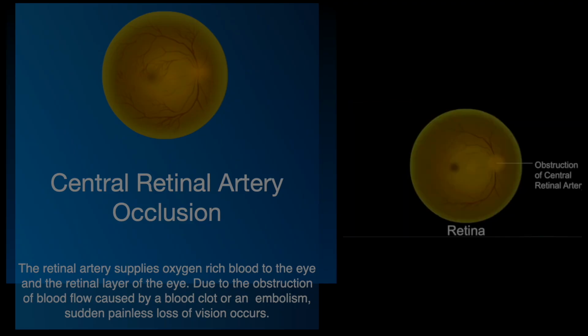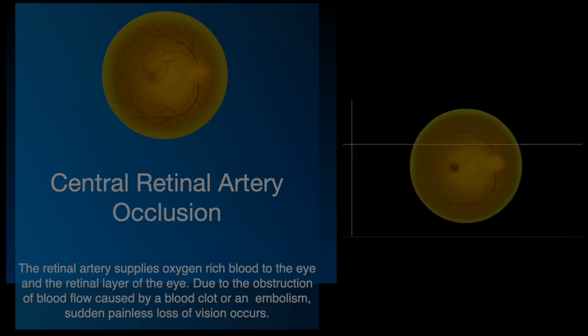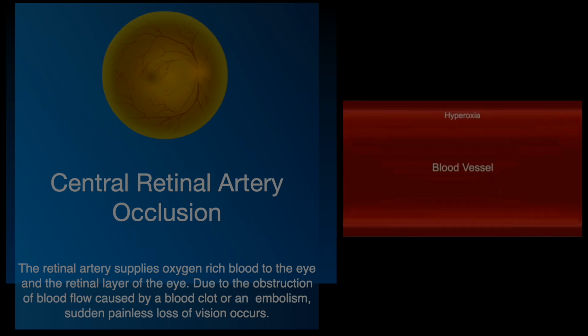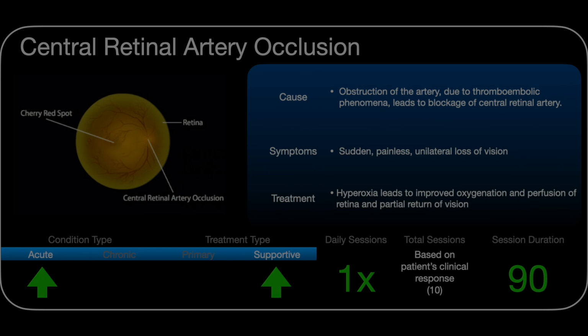The retinal artery supplies oxygen-rich blood to the eye and the retinal layer of the eye. Due to an obstruction of blood flow caused by a blood clot or an embolism, sudden painless loss of vision can occur. Central retinal artery occlusion is considered an acute condition, and the use of hyperbaric oxygen therapy could be considered supportive. The cause is often that of an obstruction of the artery by a thromboembolic event, and this leads to blockage of the central retinal artery.